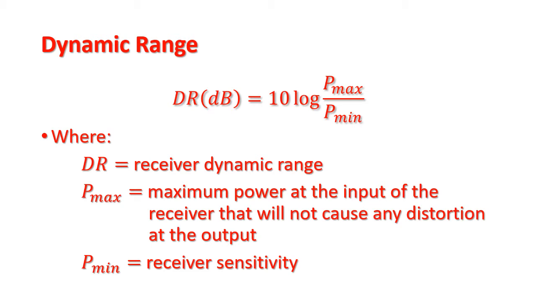This is the formula for the dynamic range. Dynamic range in decibels is equal to 10 log P max, which is the maximum power at the input of the receiver that will not cause any distortion at the output, divided by P min, which is the minimum power that the receiver can receive to produce a discernible output.